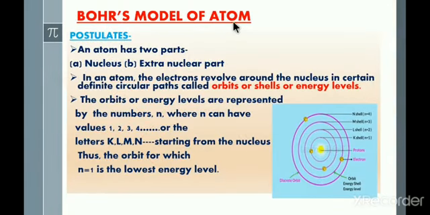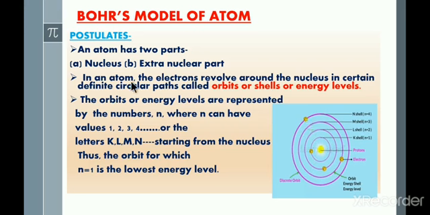Next is Bohr's model of the atom, which is the most acceptable model. Postulates: an atom has two parts. A, the central part, which is known as the nucleus, having protons and neutrons. B, the extranuclear part, which is the part outside the nucleus in which electrons revolve.